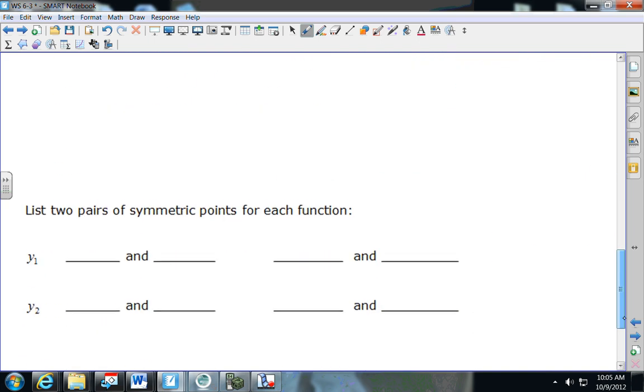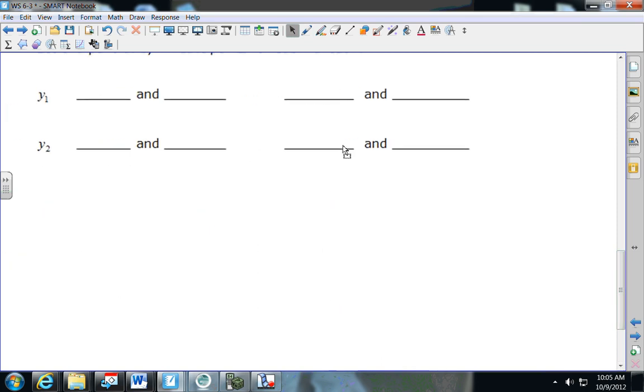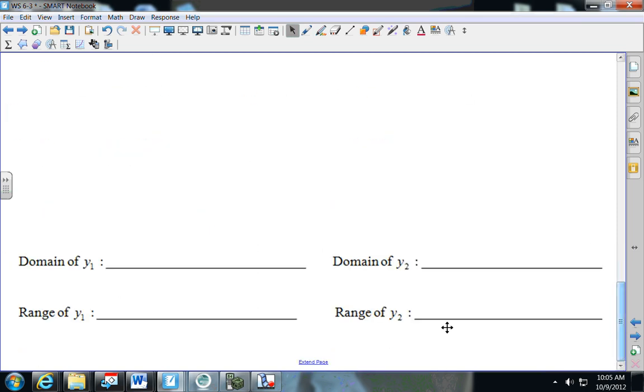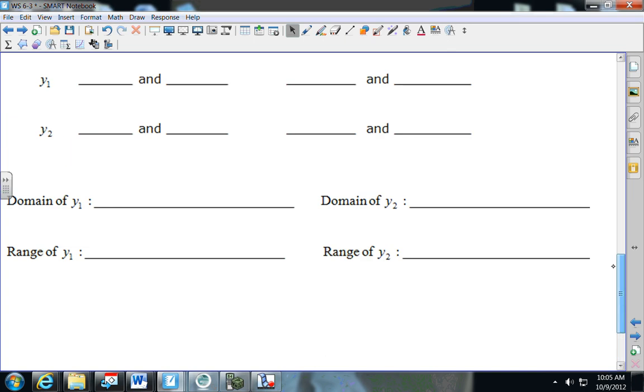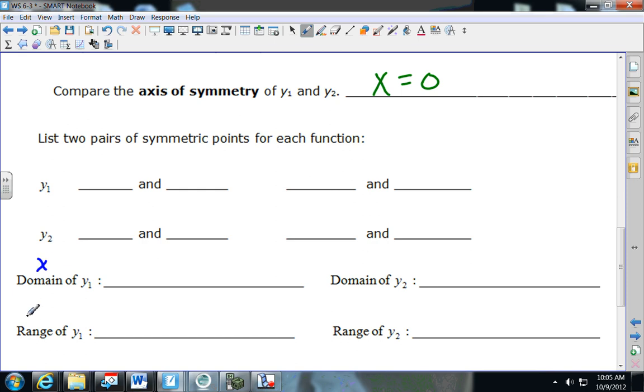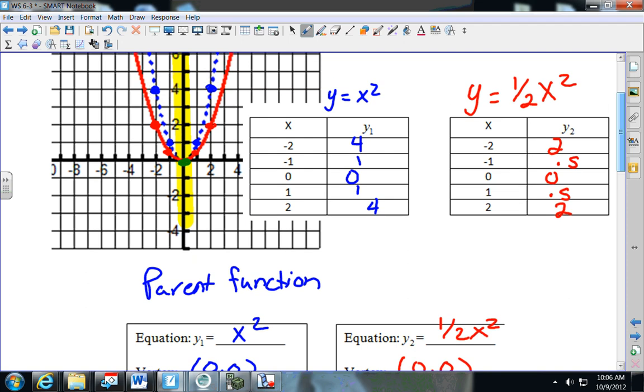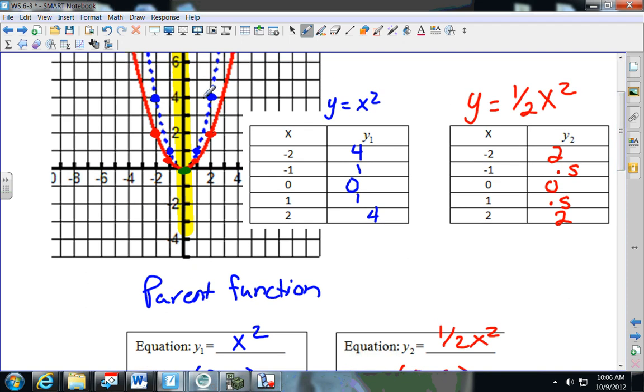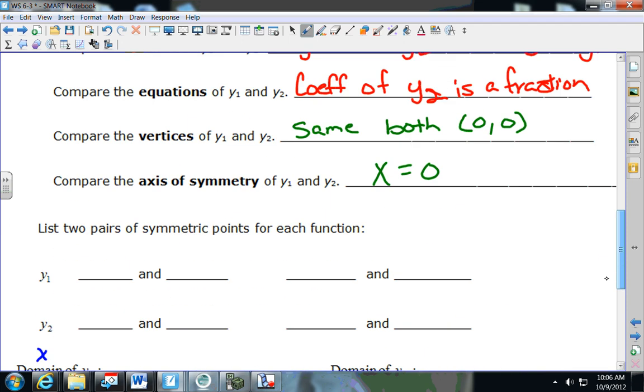Let's see if I can find. All right, let's pull these up again. I think the symmetric points were okay. I want to talk about domain and range. Domain, X. Range, Y. For the blue one, the domain, that blue one will continue to get bigger and bigger to the left and to the right. It'll continue to get wider, okay? So if it continues to do that, it's all real numbers.